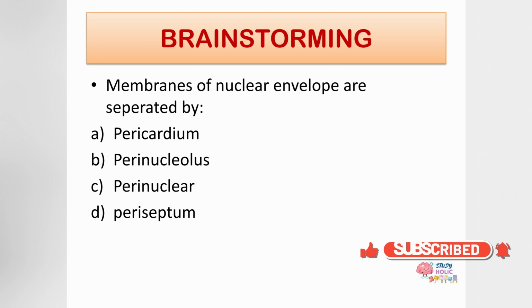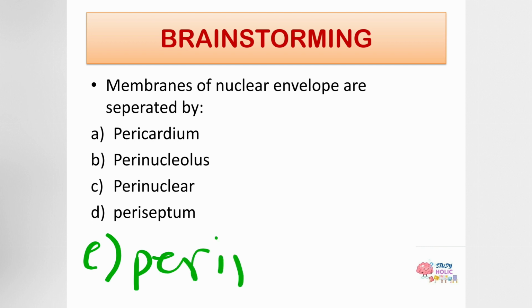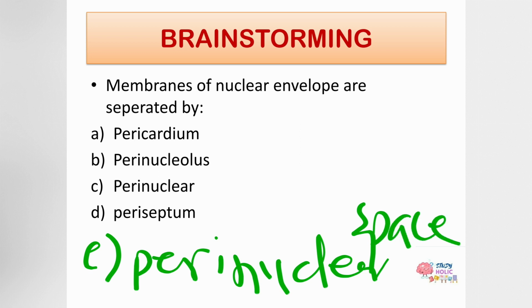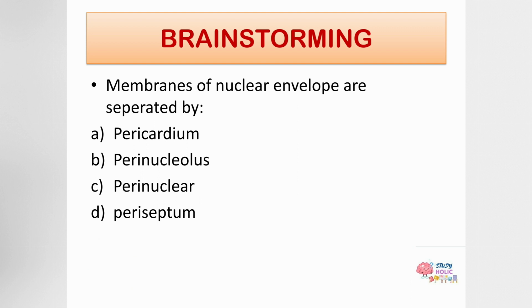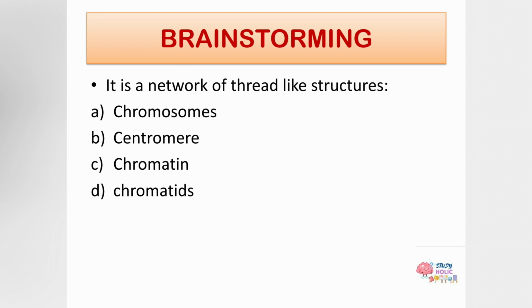Surprisingly, there is no option that is right. It's perinuclear space. I put this just to have a brainstorming of yours, to see whether you have really listened to it or not. Okay, let's move on to the next one. It is a network of thread-like structures: chromosomes, centromere, chromatin, chromatids. This one's gonna be an easy one. Yep, it's chromatin.